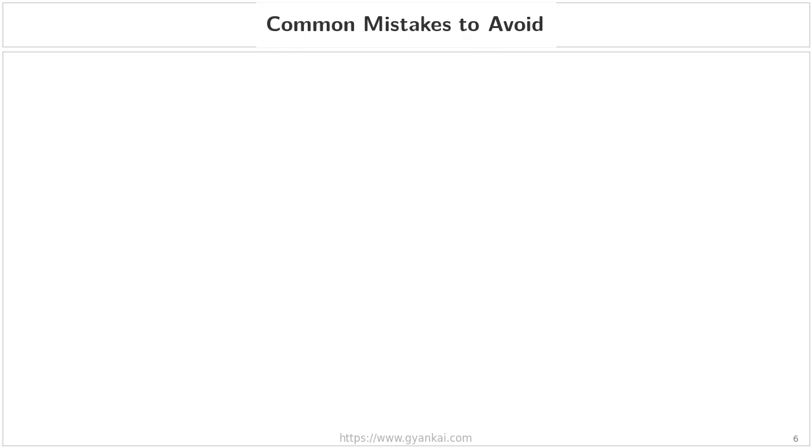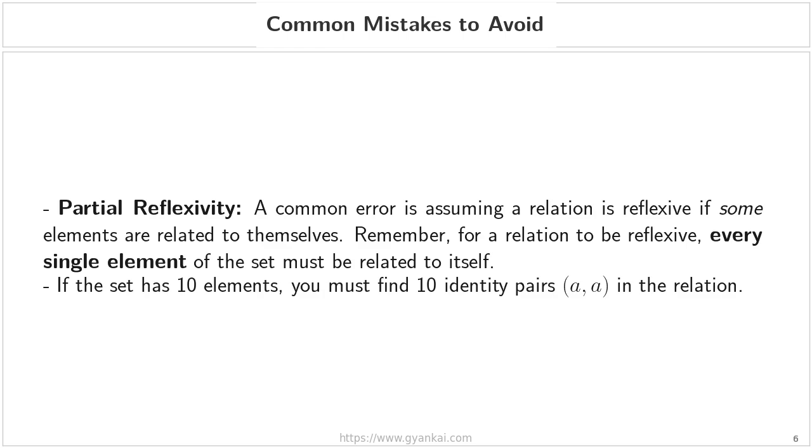Common mistakes to avoid. Now that we have walked through the formal definition and some practical examples, let us discuss some common pitfalls to ensure you do not make these mistakes in your assignments or exams. First, let's address the concept of partial reflexivity. A very common error is assuming a relation is reflexive if only some of the elements are related to themselves.